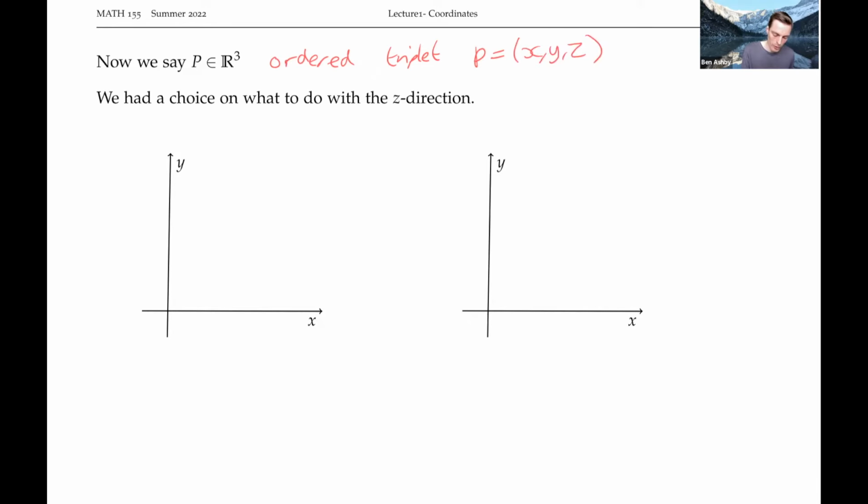So recall before in 2 dimensions, we had an ordered pair. Now we have an ordered triplet because there are 3 numbers. And we have a choice what we do with the Z direction. So our Z axis could look something like this. So if you imagine the X and Y axis on this left-hand figure are flat on the table, then this arrow for the Z axis is making a right angle with that x-axis and is coming up from the table. So that's one option, and we would say in this case this is coming up.